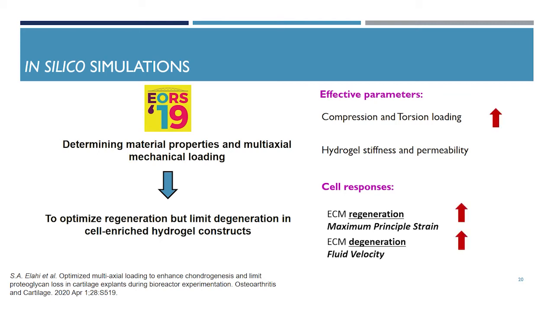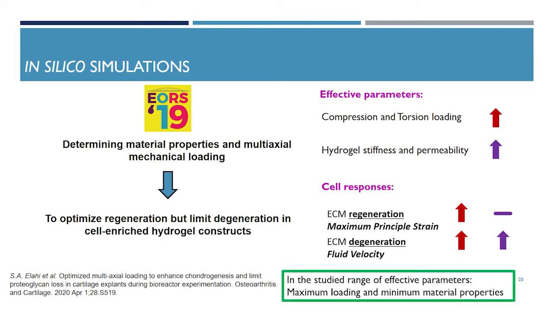These analyses show that by increasing both compression and torsion loading in the defined range, both ECM regeneration and degeneration increase, whereas increasing the stiffness and permeability of hydrogel would increase the ECM degeneration. From these results, we concluded that within the studied range, using the maximum torsional and compressive loading combined with low stiffness and permeability would be preferable. We are currently integrating these insights in the development of new in vitro protocols as well as in the development of next generation hydrogels to support chondrogenesis.